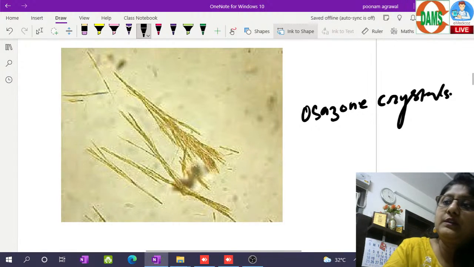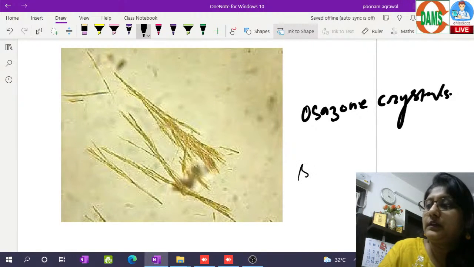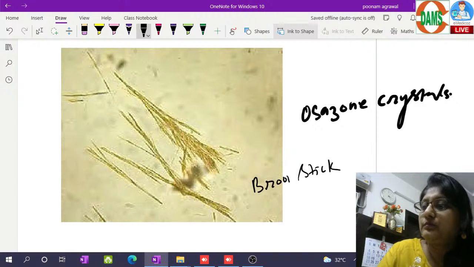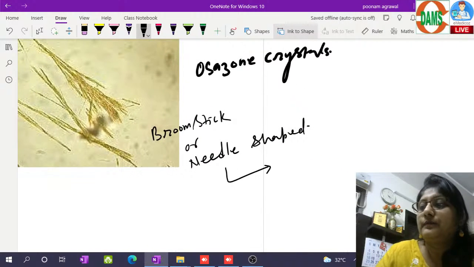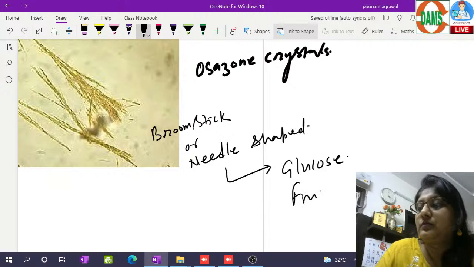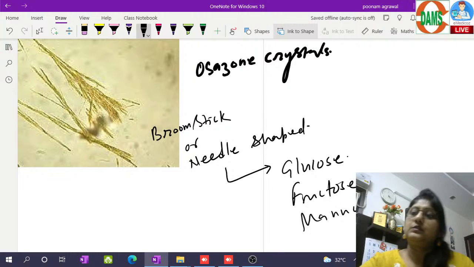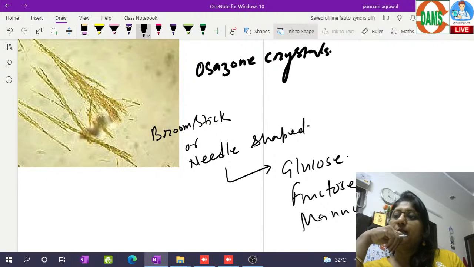What appearance are they showing? They are stick shaped, broomstick appearance, needle shaped. Needle-shaped osazone. Needle-shaped osazone seen in which all compounds? They give you this needle-shaped osazone. Glucose, fructose, mannose. They give you this broomstick or needle-shaped appearance.